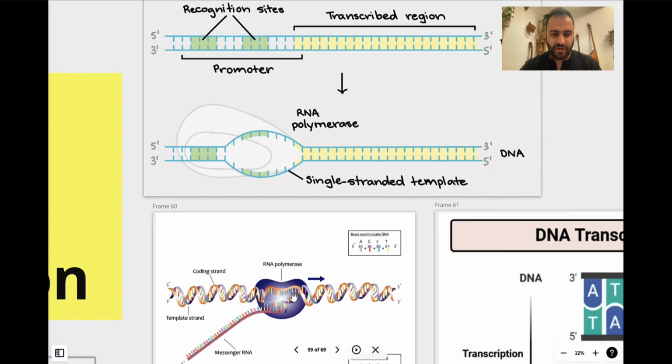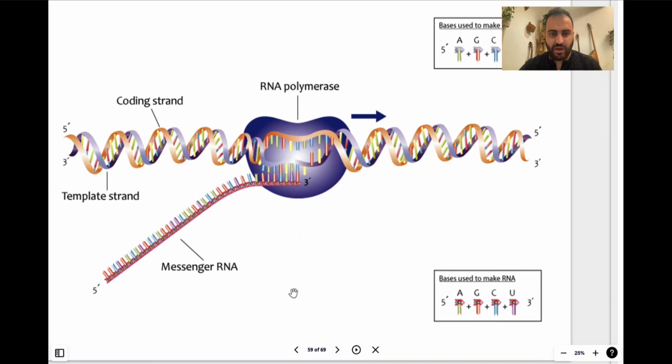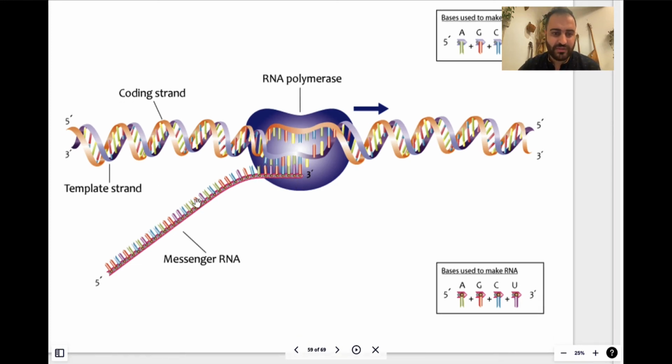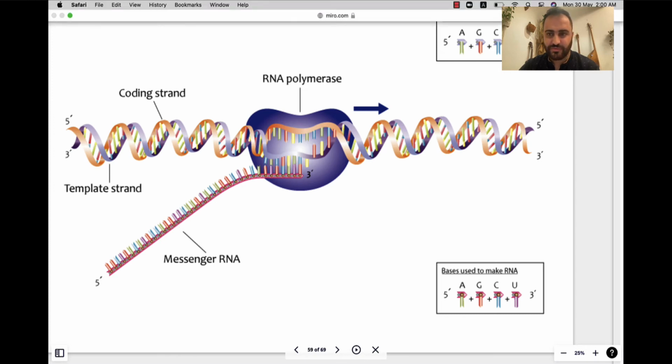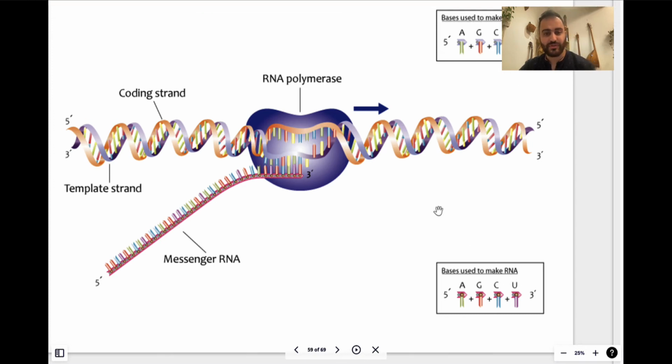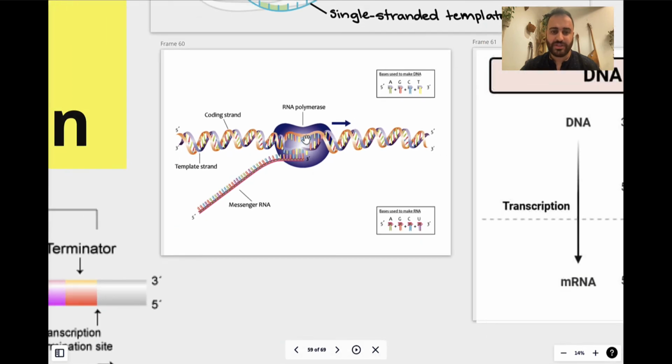So what is going to happen is RNA polymerase is going to scan only one strand of the DNA molecule, which we call the template or the coding strand, and it's going to create a single strand messenger RNA. But instead of T, there will be U, which is uracil. So this is called the elongation step.